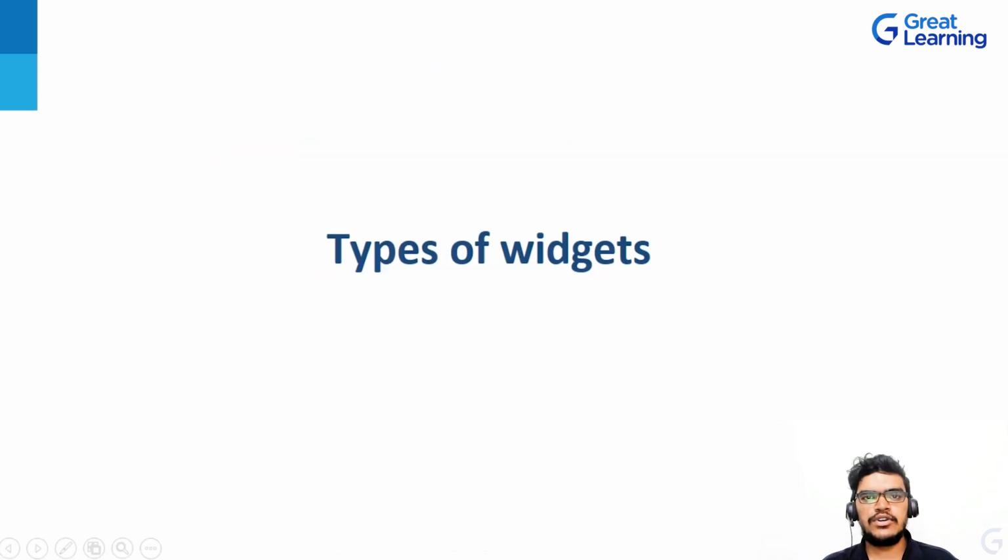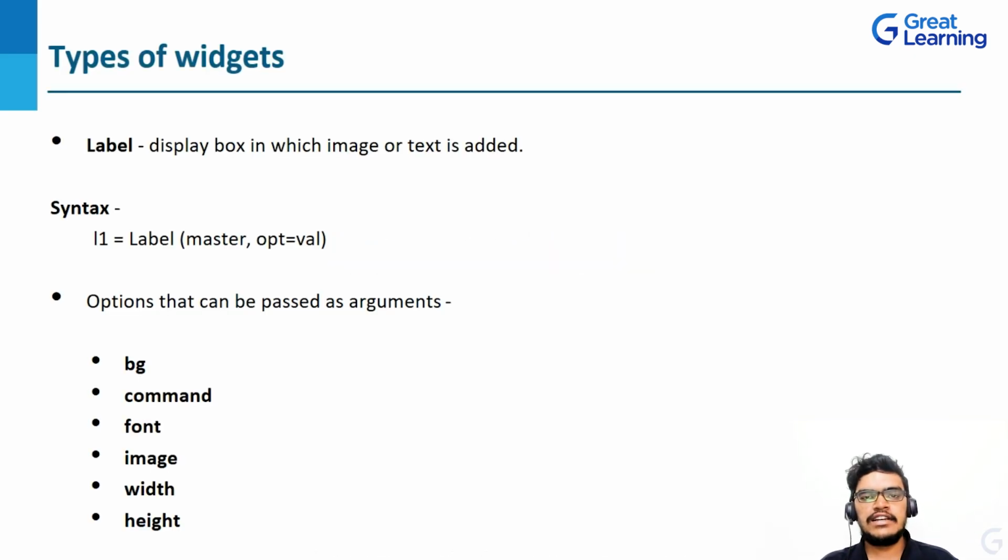So now it's time to discuss the different types of widgets that are present in Python Tkinter. The first widget that we have is Label. When you are talking about Label, basically it is used to represent a display box in which an image or text is added. So what's the syntax of Label? I will just write here Label, and in parentheses, I will write master, comma, options equal to value.